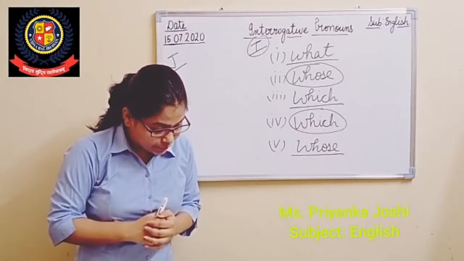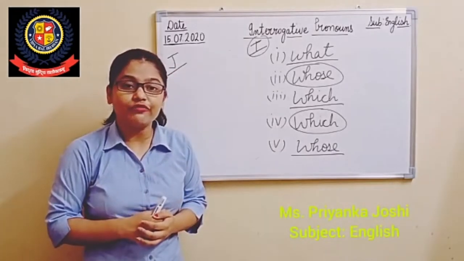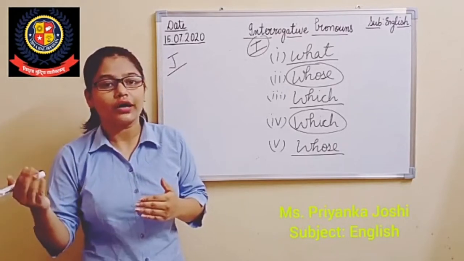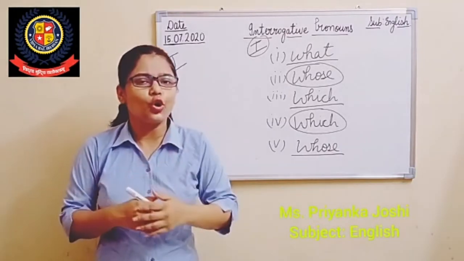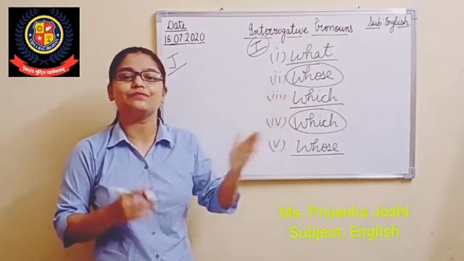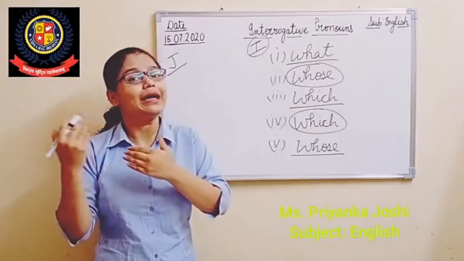Come to the fourth one. The coat on the hook is my uncle's. So, what question you can frame? Whose is the coat on the hook? If I ask, whose is the coat on the hook? So, you will say, the coat on the hook is my uncle's. Yes, so it belongs to my uncle.